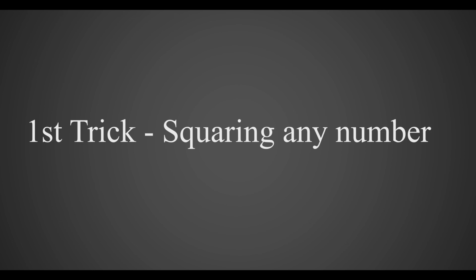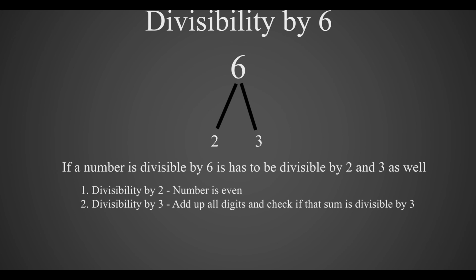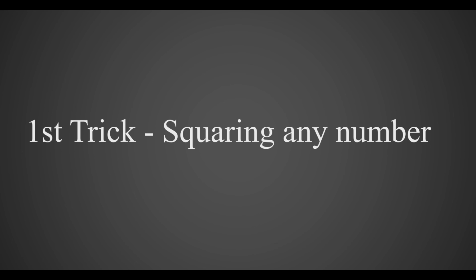Now, to check if a number is divisible by 6, we have to use something that we already learned in this tutorial. So, first off, the prime factors of 6 are 2 and 3, which means that if a number is divisible by 6, it has to be divisible by 2 and 3 as well. Now, to check if a number is divisible by 2, it obviously just has to be an even number. It's pretty simple. And for 3, we just learned that you have to add up the digits and check if that is divisible by 3. And if both of those are true, the number is divisible by 6.